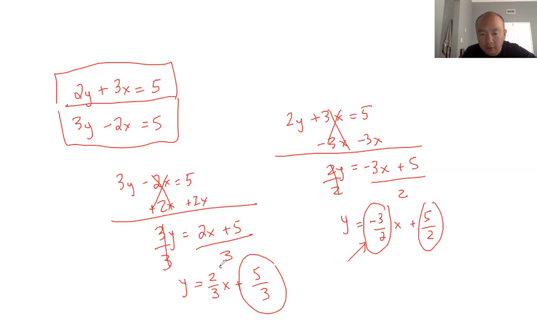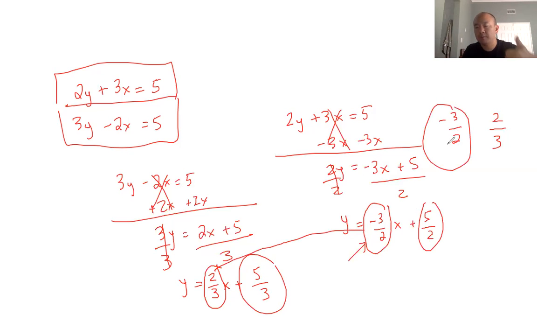And then we look at the slope, 2 over 3. Well, what's the connection between 2 over 3 and negative 3 over 2? We have negative 3 over 2 and positive 2 over 3. Are they negative reciprocals of each other? Yes, they are, because if you flip this over, it becomes 2 over 3, and then if this is a negative, then this becomes a positive. So what do we know about these two equations? That they are perpendicular.